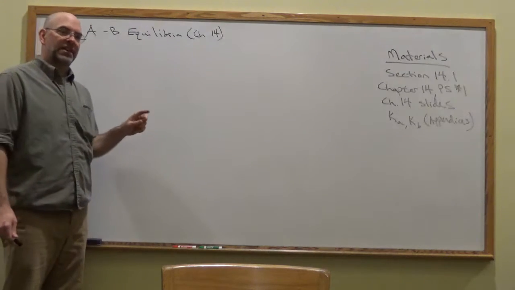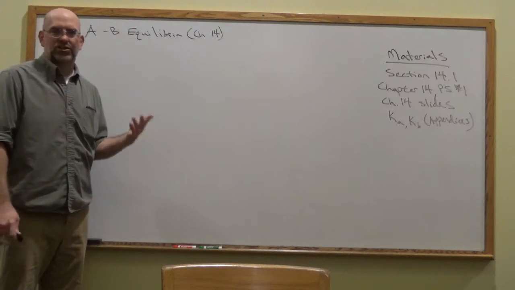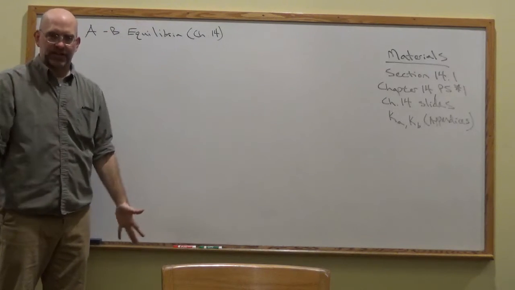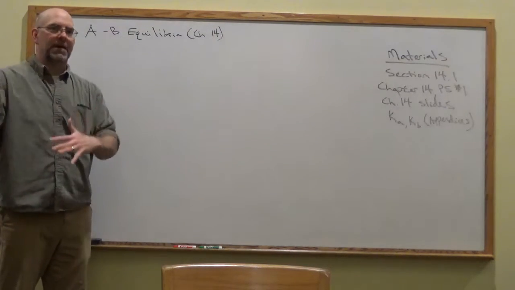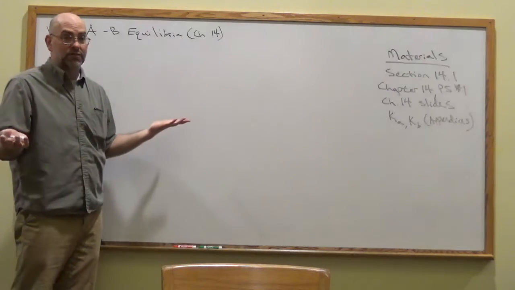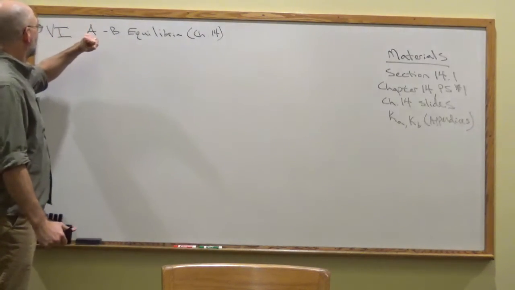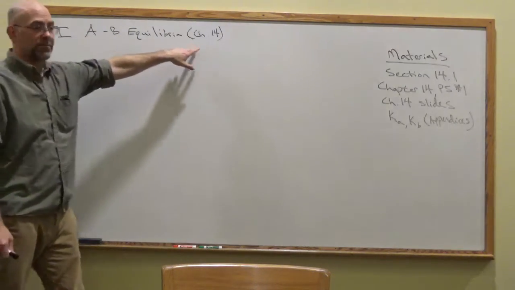And if you're looking at the electronic slides that I use for lecture, like usual, the first slide is always just straight up definitions, and then we get into the math. It's pretty much what we've been doing all year, if you've had me all year, or at least this semester. So this is Roman numeral 6, acid-base equilibria, chapter 14.